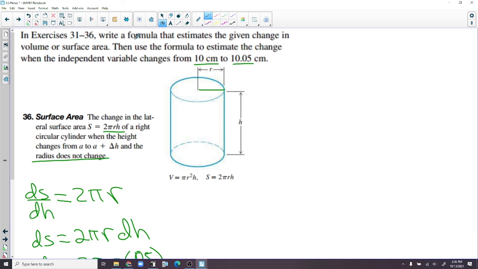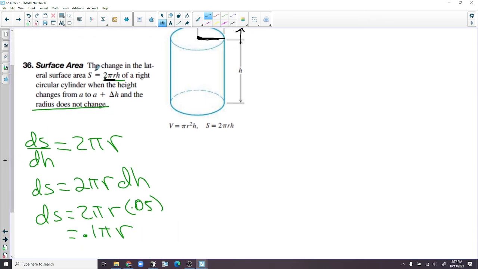Exercises 31 through 36, write a formula that estimates a given change in volume or surface area. Then use the formula to estimate the change when the independent variable changes from 10 to 10.05. So in 36, the change in the lateral surface area S of a right circular cylinder when the height changes from h to h plus change in h and the radius does not change. In other words, we are holding r constant. So r is not changing. So it stays the same, but the height is either going up or down.